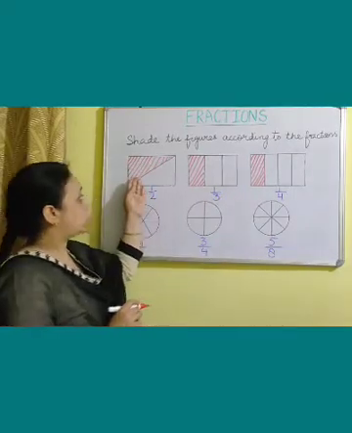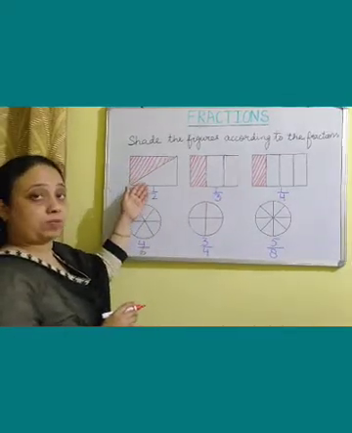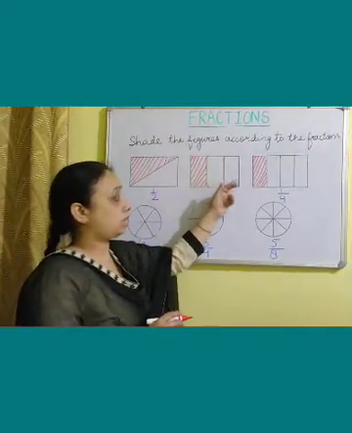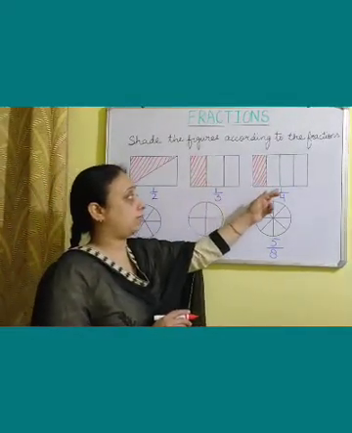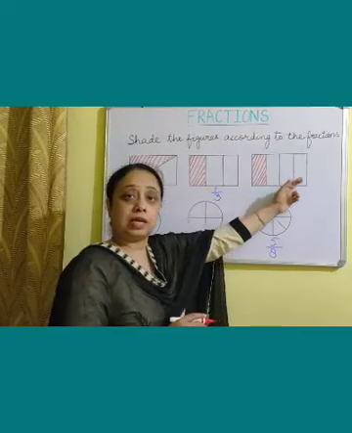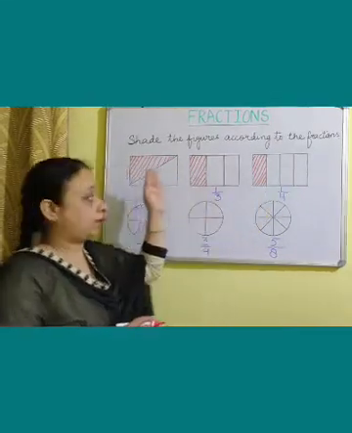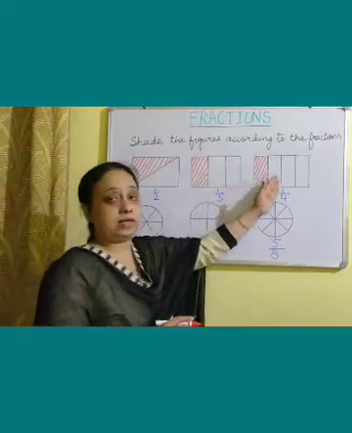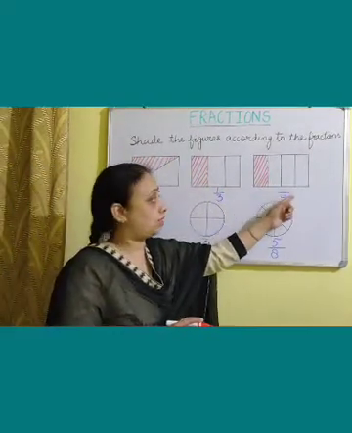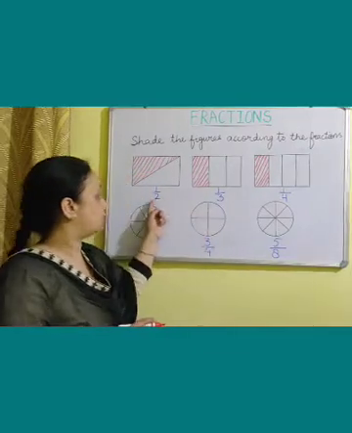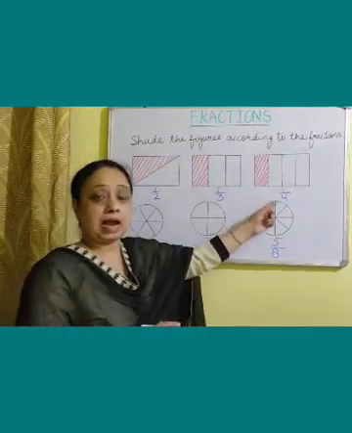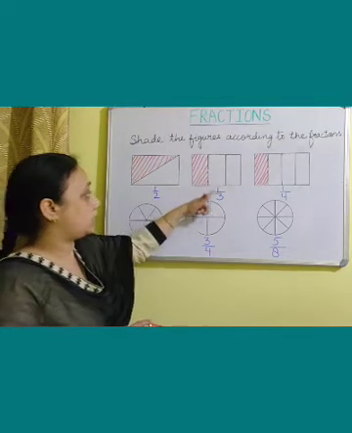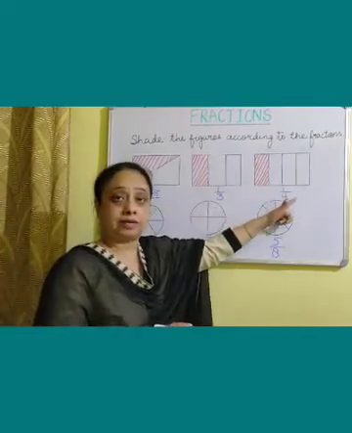So here you have shaded 1 part out of these 2 equal parts. Here you have shaded 1 part out of these 3 equal parts and here you have shaded 1 part out of these 4 equal parts. So the fraction here is 1 upon 2, here it is 1 upon 3 and here it is 1 upon 4. So you have seen that the total number of parts is given below the line and the number of parts which you have to shade is given above the line here.